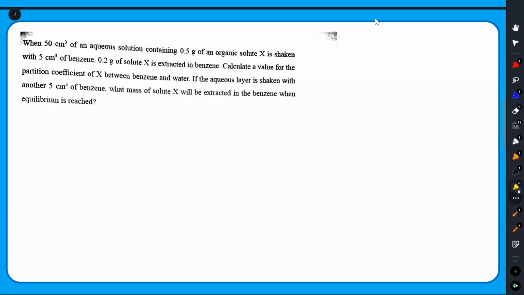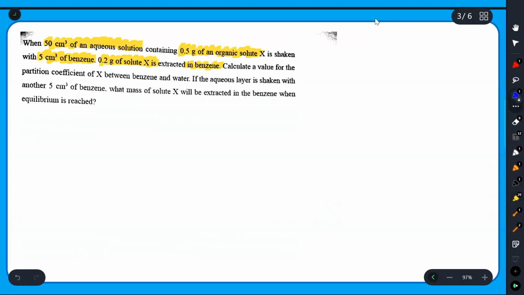Hold on, one more, right? Work out the first part of the question first. So find the partition coefficient. And so what we started out with was 50 cm cube of the aqueous solution, 0.5 grams of the organic solute, and 5 centimeter cube of benzene. And we also found 0.2 grams being extracted into benzene.